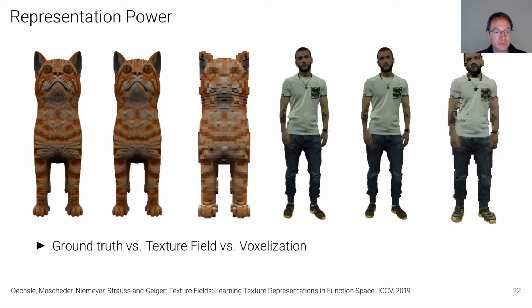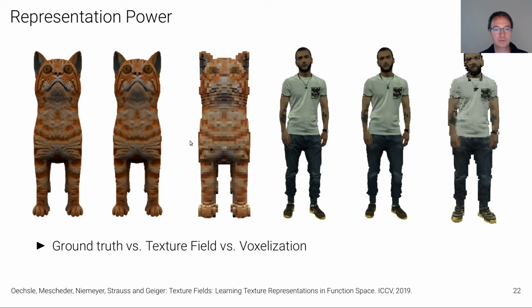So let's look at some results. The first thing that we investigated was the representation power of this model. What you can see here for two examples, on the left is the ground truth, and then the overfitted result of our texture field approach and a simple voxelization of the object. You can see that we retain fine geometric detail, while voxelization smooths out some of the fine structures here on the cat, for instance.